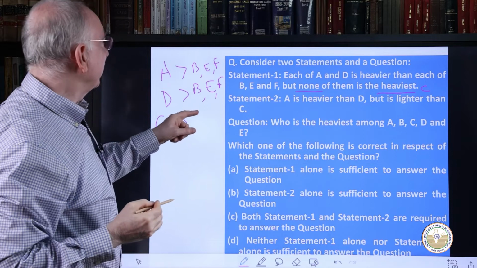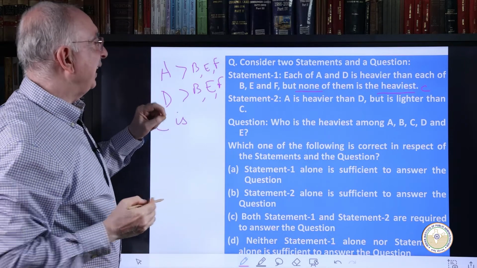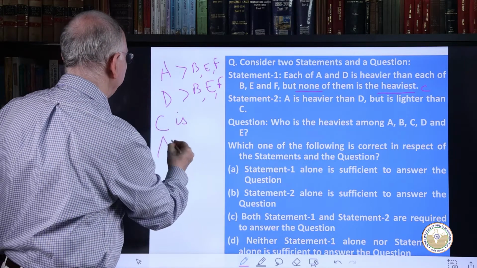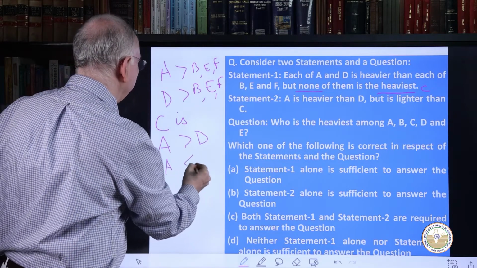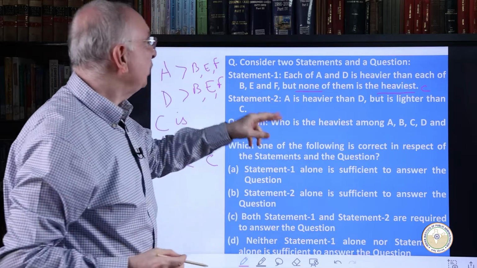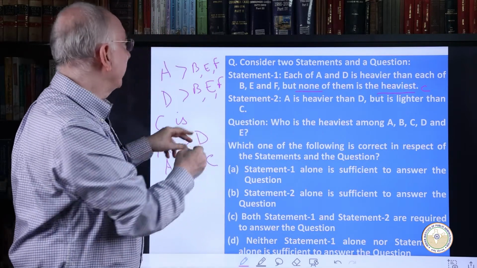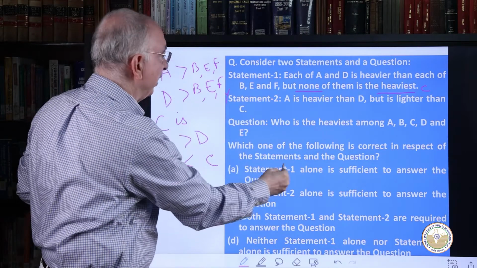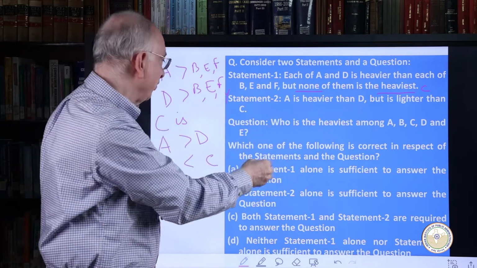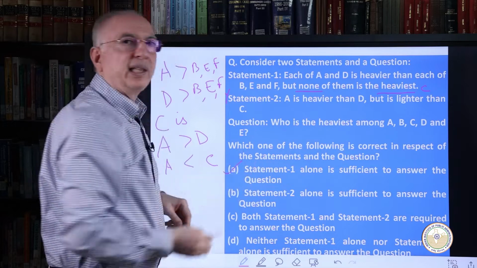So let us look at statement 2. A is heavier than D but lighter than C. So A is lighter than C. And we have to answer who is the heaviest. We cannot deduce anything from statement 2. Therefore, from statement 1 we can deduce the answer, which is the correct answer. Therefore, option A is the right answer.